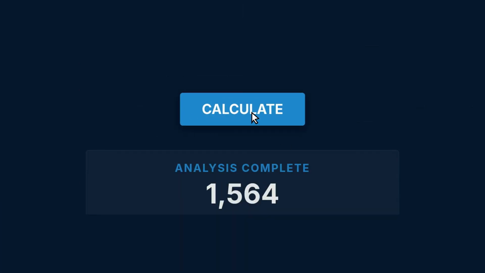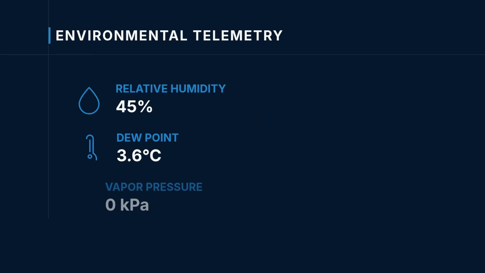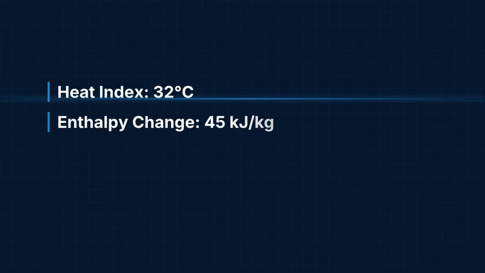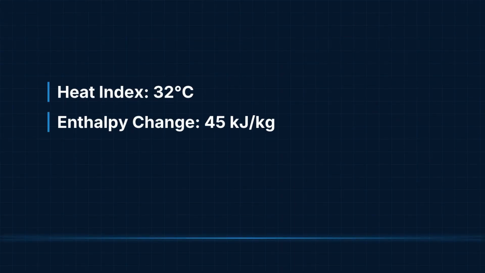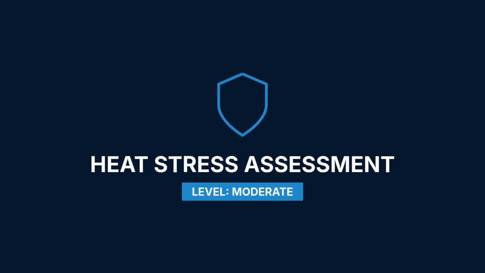After clicking Calculate, the results appear below. The wet bulb temperature indicates the lowest temperature achievable through evaporative cooling. The calculator also provides the relative humidity percentage, dew point temperature showing when condensation occurs, and vapor pressure in kilopascals. The results also include a heat index value representing perceived temperature, enthalpy change value for energy calculations, and a heat stress assessment for safety evaluation.